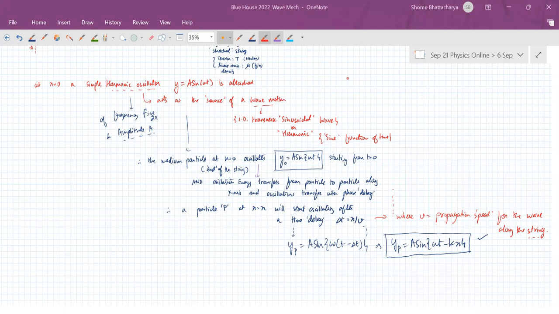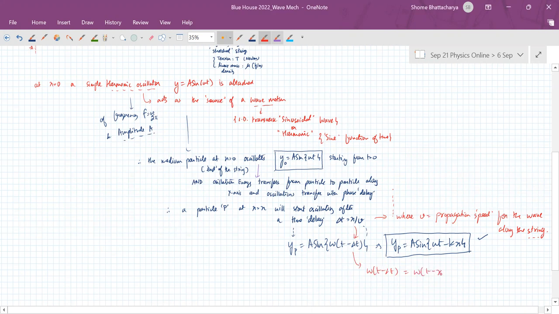Now substituting this delta t over here, you can see that this term, omega into t minus delta t, can be written as omega into t minus x by v, and that can be written as this. The quantity k is actually omega by v. So this is omega t minus kx, where the term k is like this.